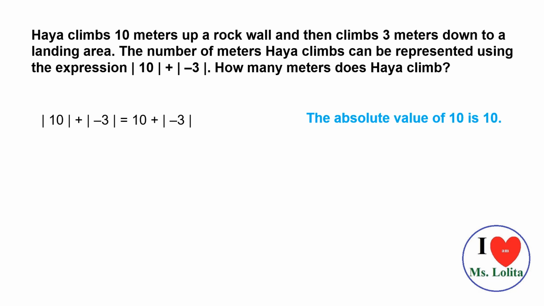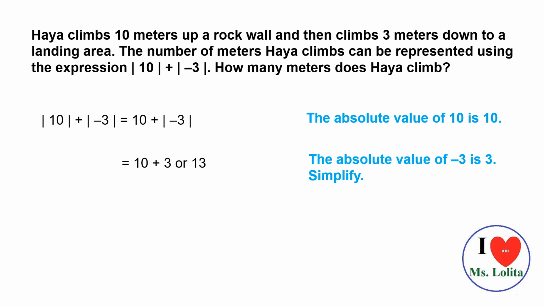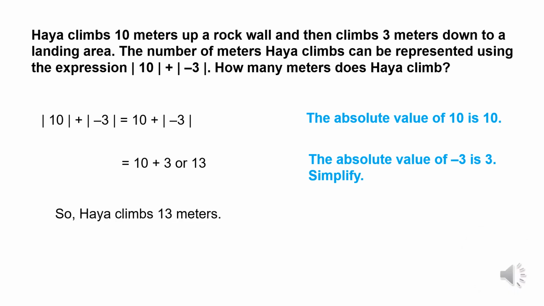The absolute value of 10 is 10. So, we can remove the absolute value symbol and write it like 10 plus the absolute value of negative 3. Let's move to the second number. The absolute value of negative 3 is 3. So, we can write it now as 10 plus 3. If we're going to simplify it, it will give us 13. Accordingly, Haya climbs 13 meters. It is easy, right?